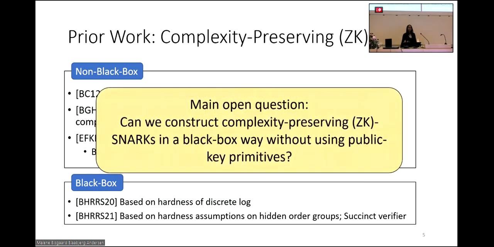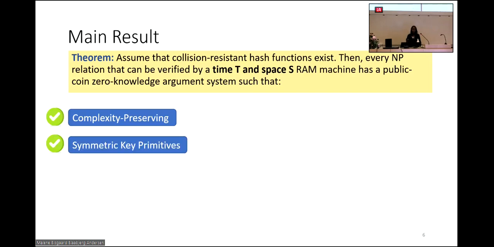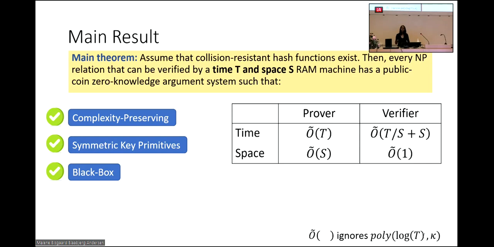So in this talk, as I mentioned at the beginning, we want to focus on achieving complexity preserving ZK-SNARKs in a black box way, just using symmetric key primitives. Our main theorem is: we assume collision resistant hash functions, and we show that any NP relation verifiable by a RAM program that runs in time t and space s has the following three properties: complexity preserving, symmetric key primitives, and black box. Further, our prover has time order t and space order s, where we are ignoring polylog factors. Hence, it's complexity preserving, and the verifier is sublinear in t.